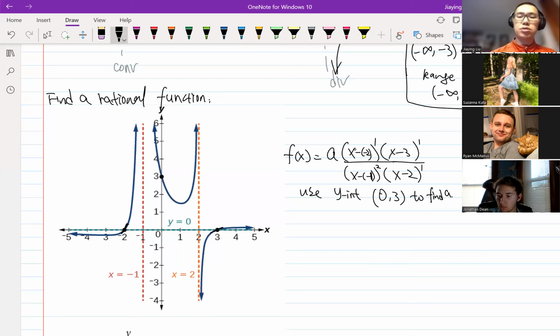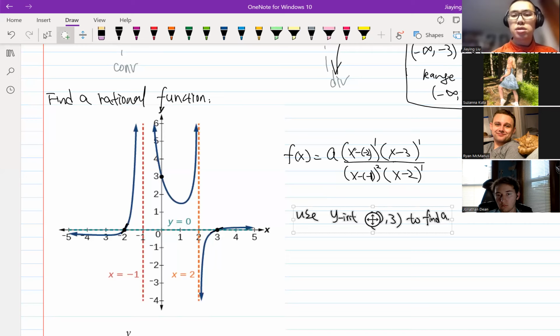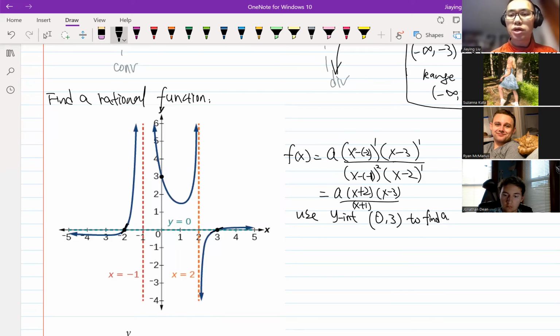So if we take (0, 3) and put it in there, I get 3 equals a times, you know what, I should do one more thing. Sorry about that. I should simplify the parentheses. So if I simplify this, I get a times (x plus 2)(x minus 3) in the numerator. The denominator is (x plus 1) squared times (x minus 2).